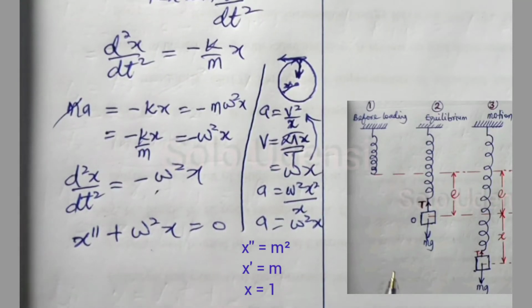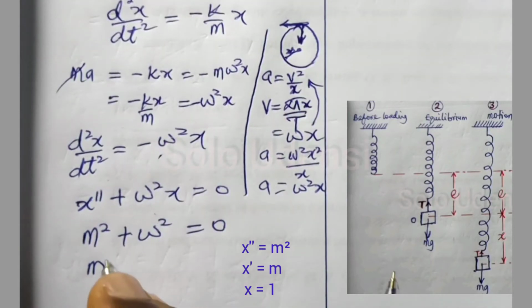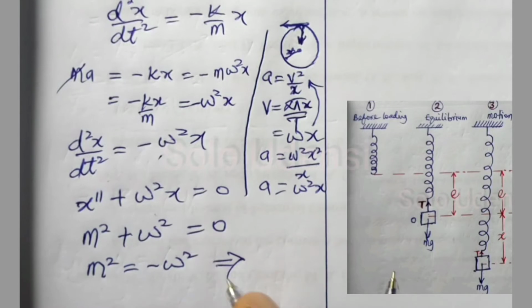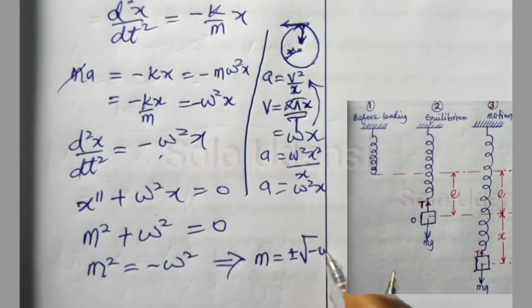To solve this homogeneous equation, we let this be m squared plus omega squared is equal to 0. m squared is equal to minus omega squared, and this implies that m is equal to plus or minus the square root of minus omega squared.